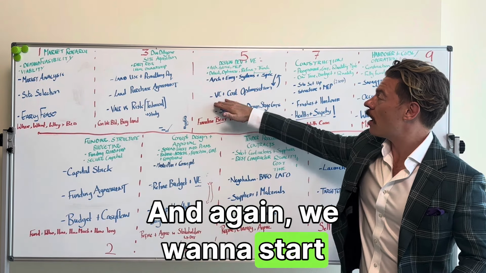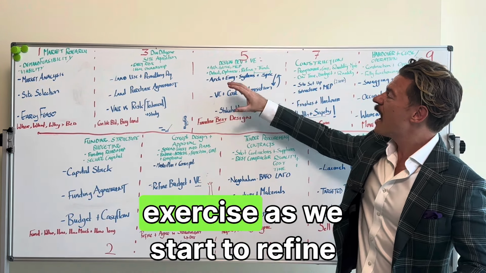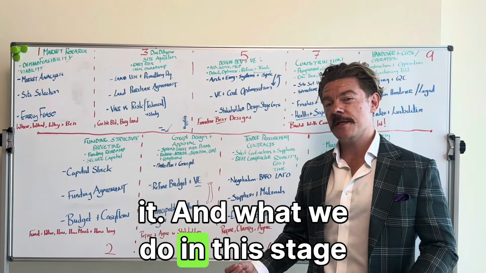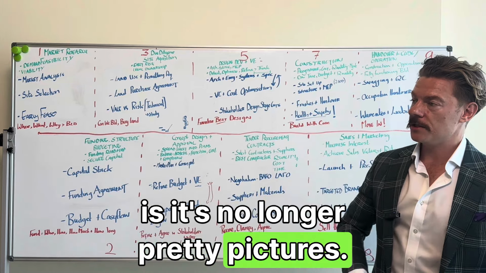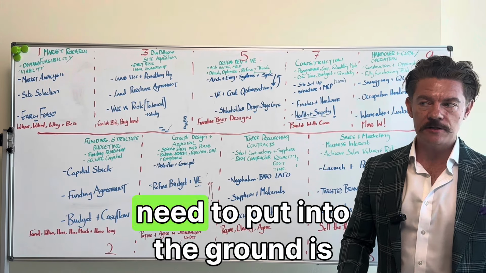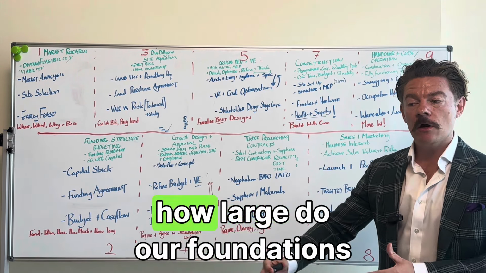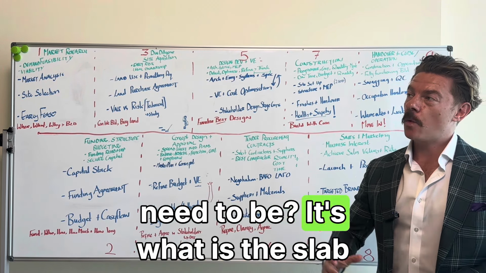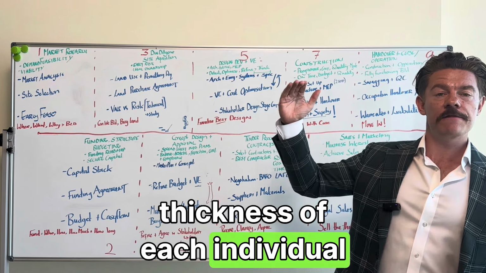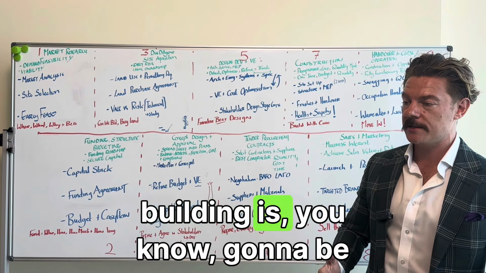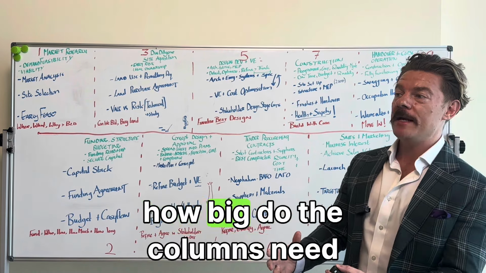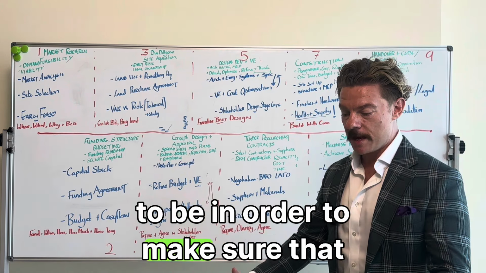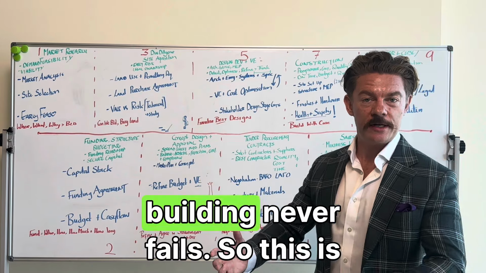And again, we want to start another value engineering exercise as we start to refine it. And what we do in this stage is it's no longer pretty pictures. It's how much concrete do we need to put into the ground? It's how large do our foundations need to be? It's what is the slab thickness of each individual floor to make sure that the building is going to be standing up straight. It's how big do the columns need to be in order to make sure that the structure of the building never fails.